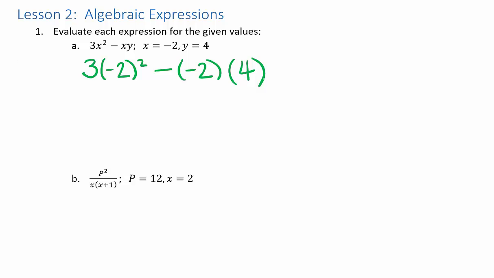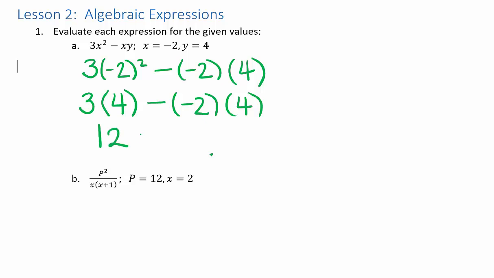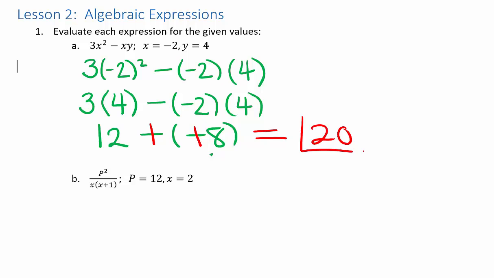that means I need to put negative 2 in everywhere I see an x and put a 4 in where I see a y. Now we follow our order of operations, parentheses, exponents. Negative 2 times negative 2 is 4. Then I'm going to multiply. 3 times 4 is 12. Negative 2 times 4 is negative 8. Finally, minus a negative becomes plus a positive, and 12 plus 8 is 20.